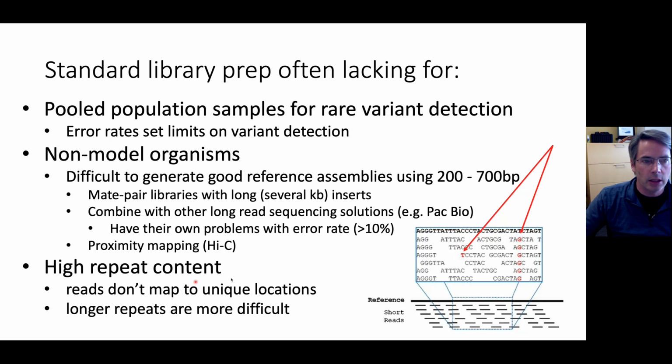And then the last thing, if you have a genome or a part of a genome that has really high repeat content, the reads, even the paired end reads, may have a hard time finding unique locations in the genome. And the longer the repeats are, the more difficult that is, again, because of the shortness of the reads.